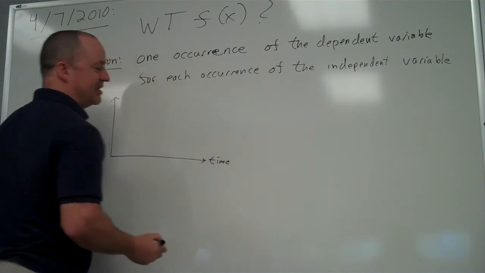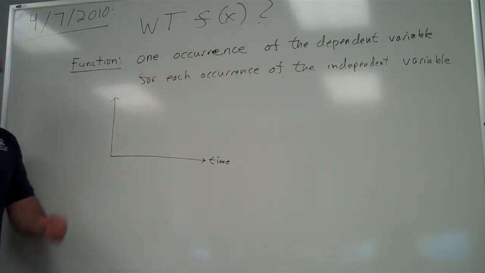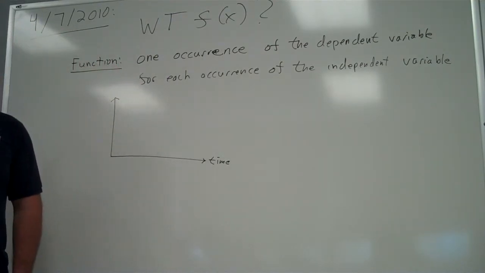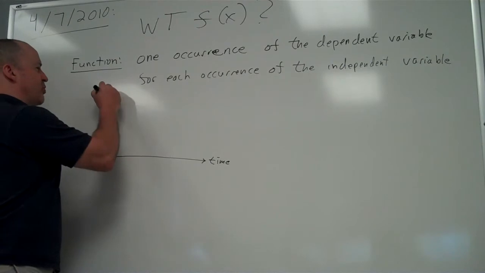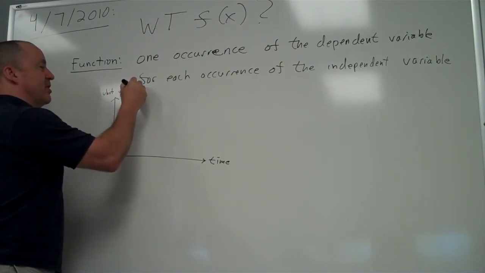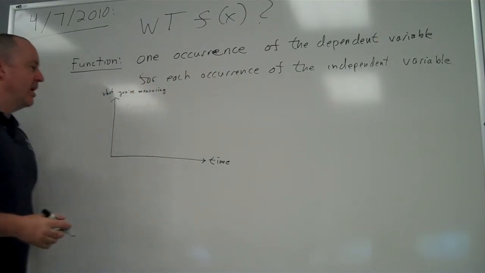Time is a common example of an independent variable. Yeah, you can. Time is the most common occurrence of an independent variable. And then up here there's what you're measuring. There are other independent variables, but that's the most common one.